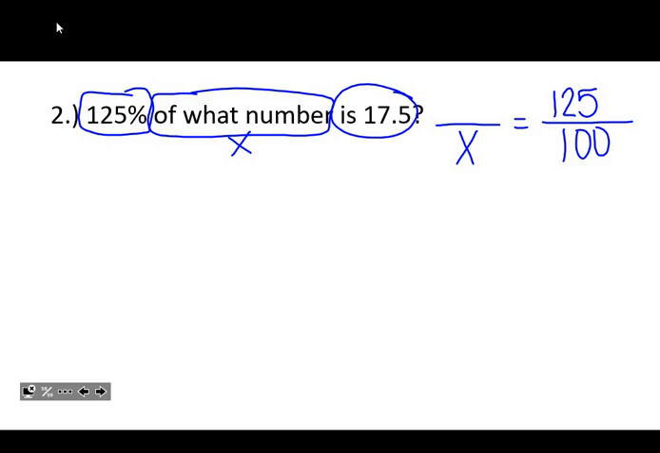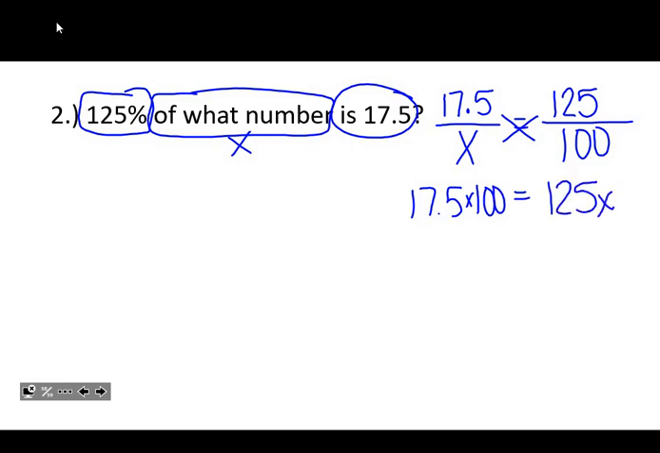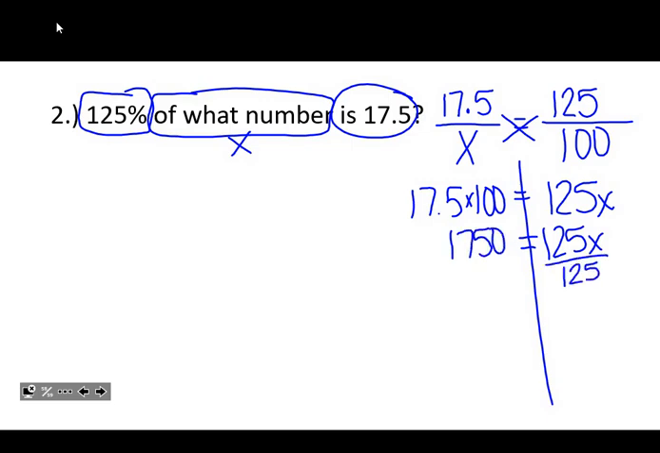Is 17.5. 17.5 times 100 is 1,750. Divide by 125. I get x is equal to 14. Since this is not a percent problem, 14 is my final answer. I don't have to have a label on that one.